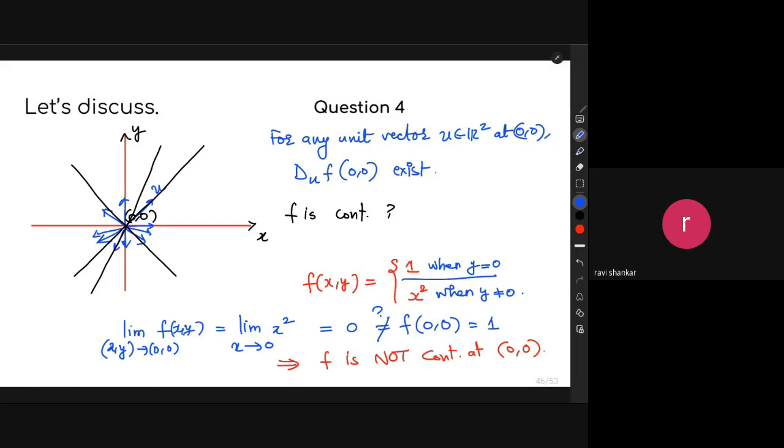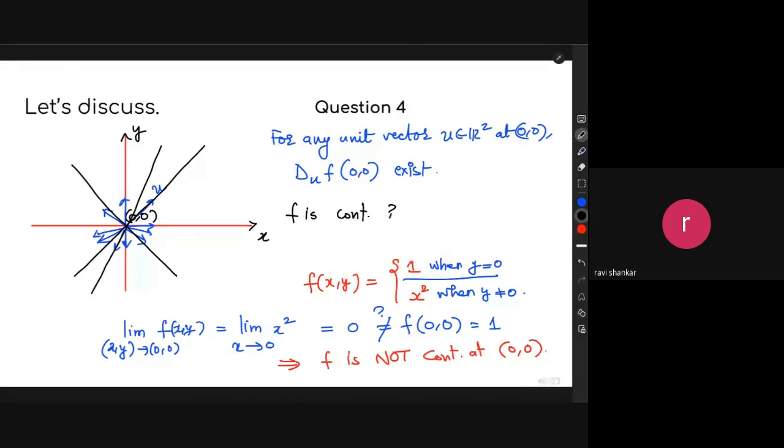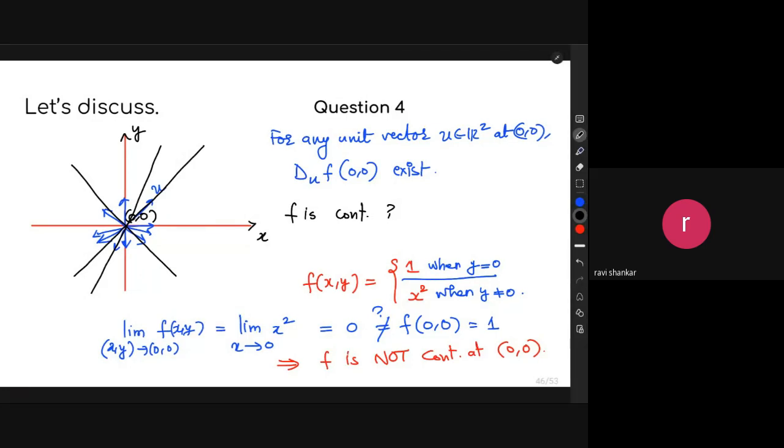So what does it mean? It means that if you are on the x-axis, so on the x-axis y is equal to 0, the function takes value equal to 1. But when you are not on the x-axis, when you are away from the x-axis, the function is equal to x square. That's what this means.